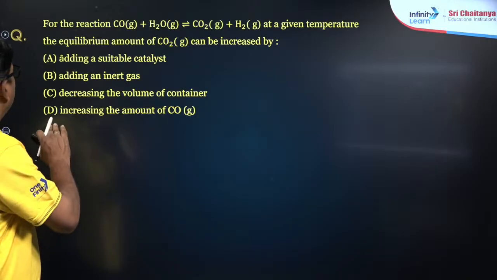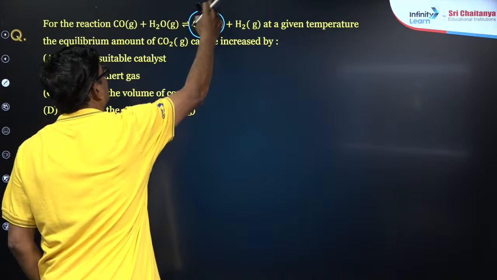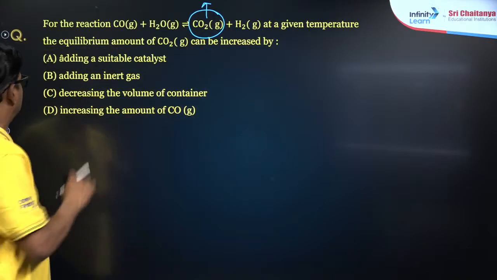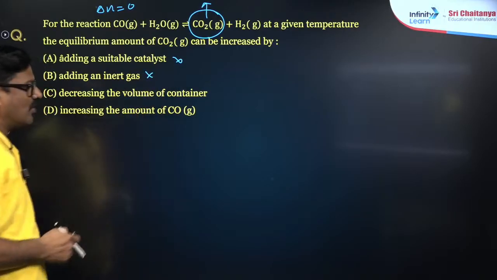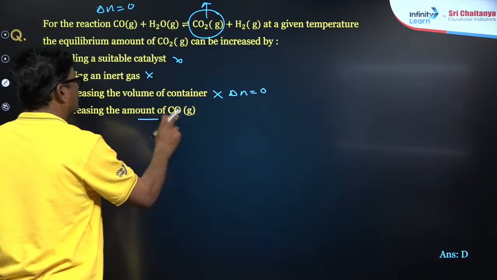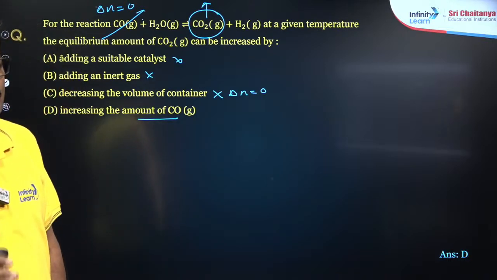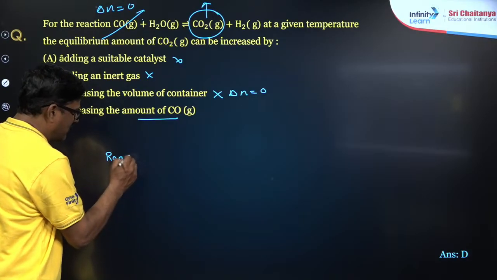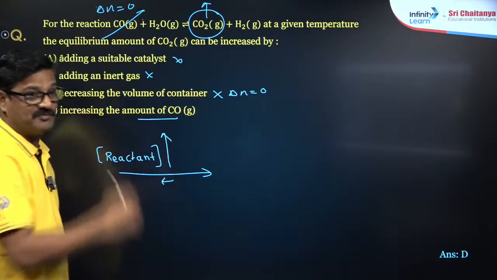So, how can the equilibrium concentration of CO2 be increased? You can take more H2O, you can take more CO, and you can withdraw hydrogen. Adding a suitable catalyst or inert gas will not work, since delta N is equal to 0. Increasing the volume of the container will also not work because delta N is equal to 0. If the amount of CO increases, the concentration increases, so the QC value decreases compared to Kc, and the reaction always favors the forward direction. Simple trick: if the concentration of one reactant is increased, the reaction favors the forward direction. Mind it.